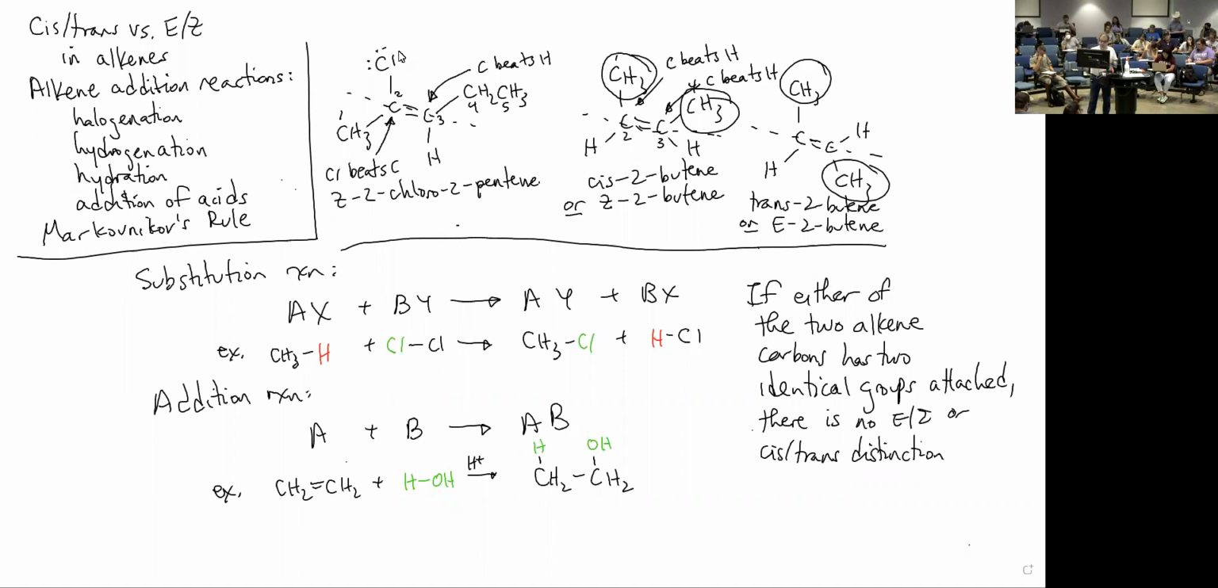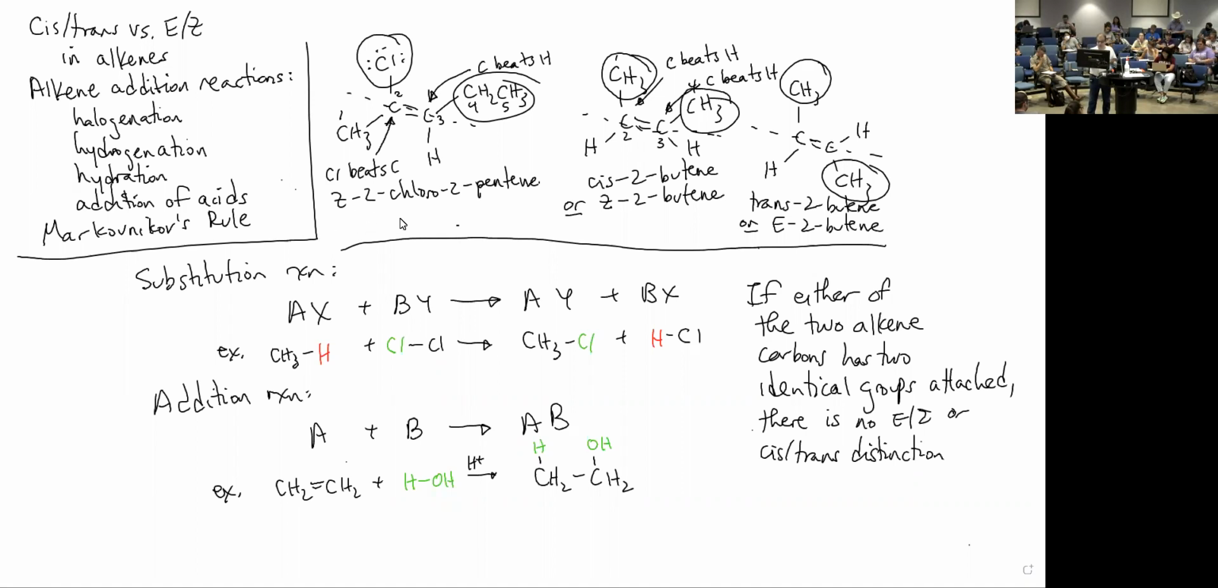So in this compound here, the chlorine beats the carbon because chlorine has a higher atomic number, and the carbon beats the hydrogen because carbon has a higher atomic number than hydrogen. And if the two groups that win are on the same side, the Zane side of the double bond, it's silly, but man, it works, then we assign the Z configuration. If they're on opposite sides, then we assign the E configuration. So again, if you know any German, Z is for zusammen, which means together, and E is for entgegen, which means over on the other side, or something like that.